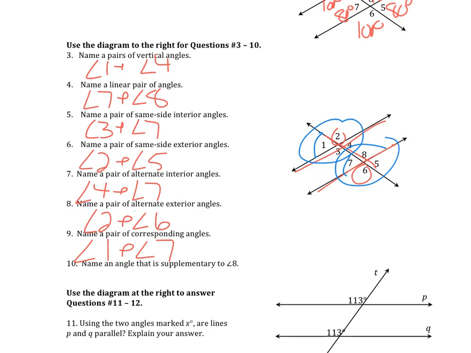And then name an angle that is supplementary to 8. So there's a bunch of them that could be supplementary to 8. 5 could be because it's a linear pair. 7 could be because it's a linear pair. 4 could be because it is same side interior, so any of those would work. So I'm going to go angle 8 and angle 5.